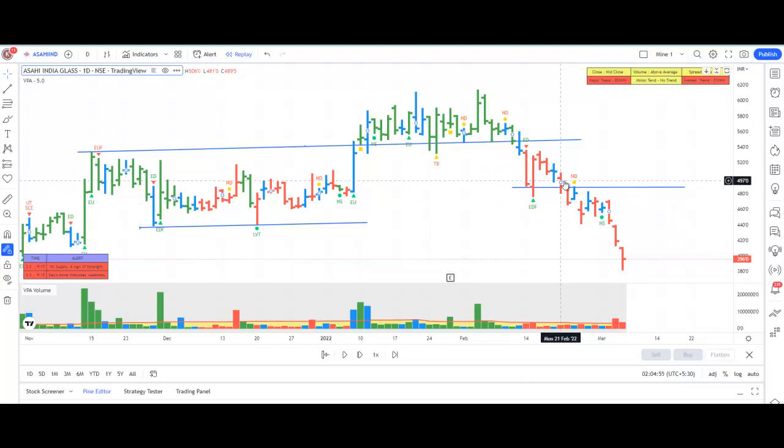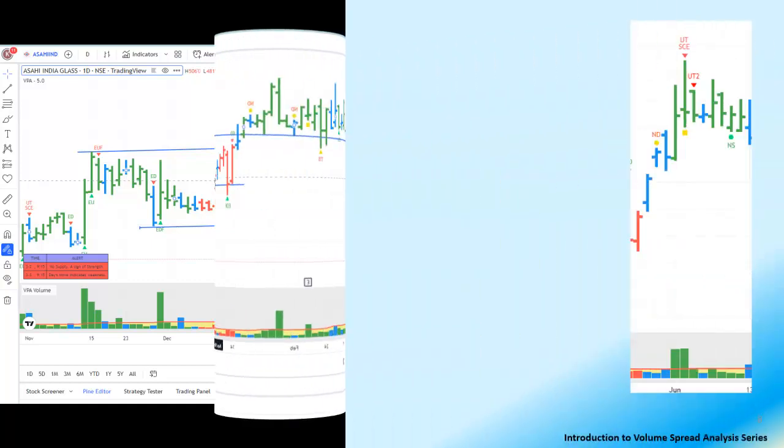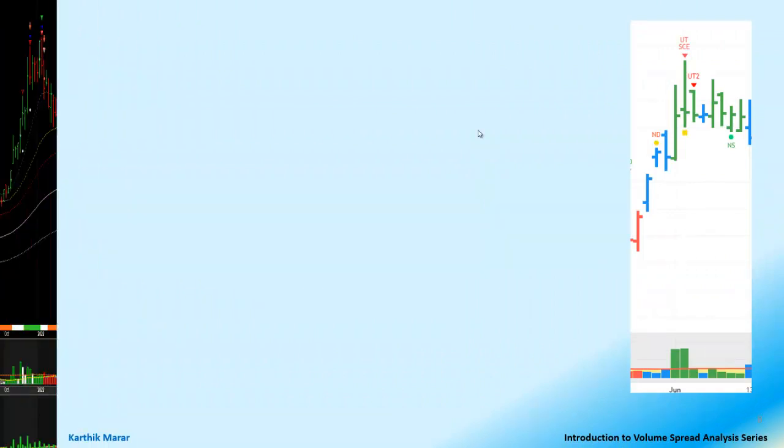So these derived indicators, EUF and EDF, are good tools to have in the arsenal of VSA. Now we are going to look at two more derived signals.